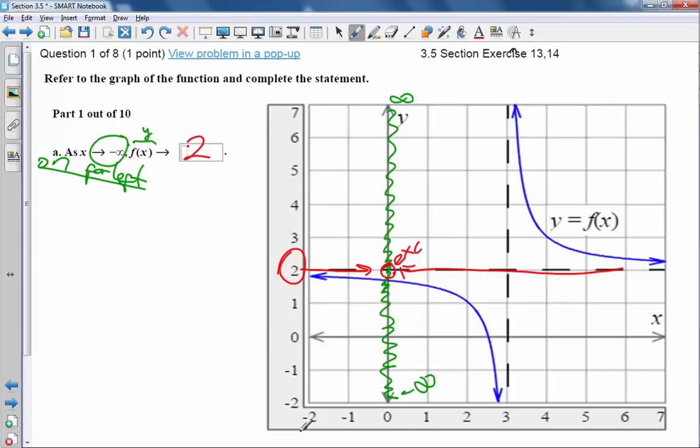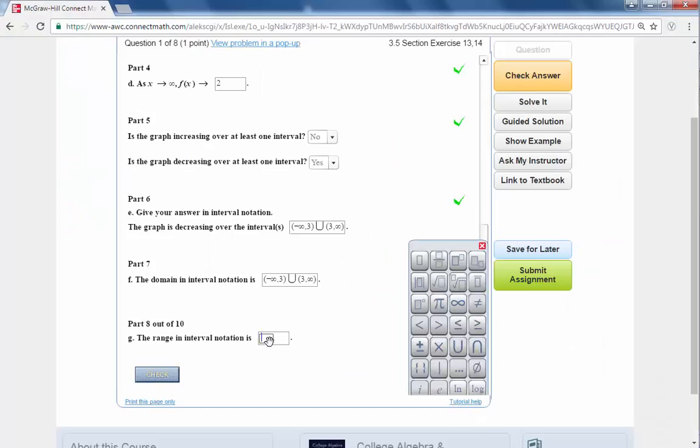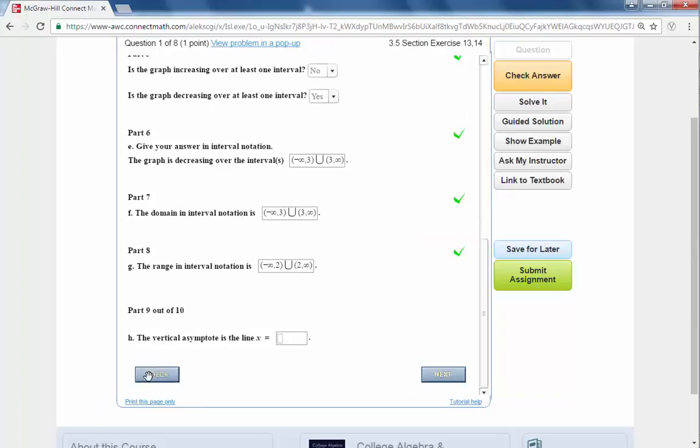So how do you write this? How do you cover everything from deep down to 2, except 2, and continue after 2? Come on, speak up. Negative infinity to 2, comma, union 2 to infinity. Okay? Alright.